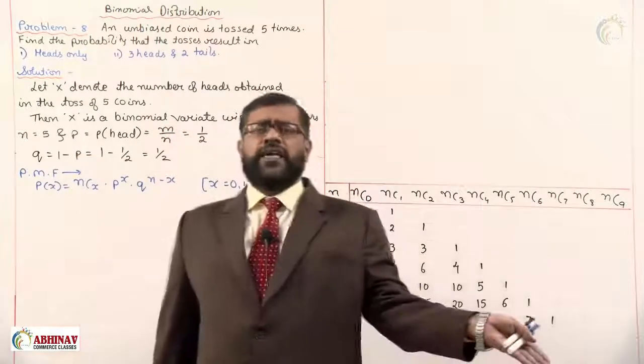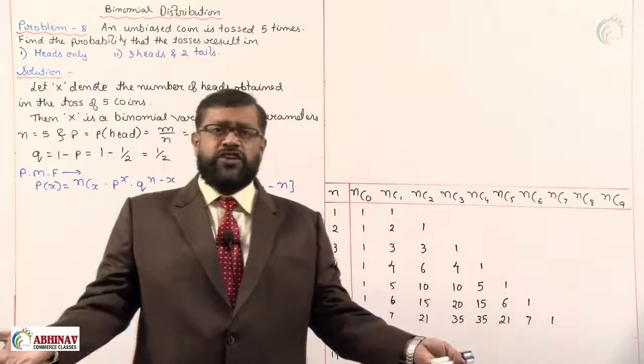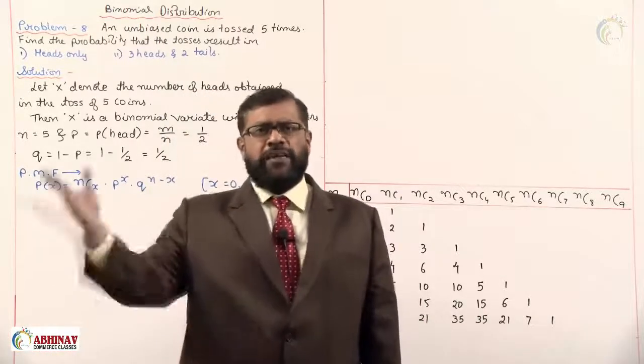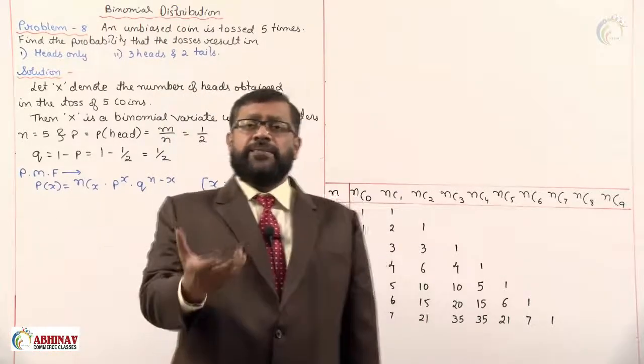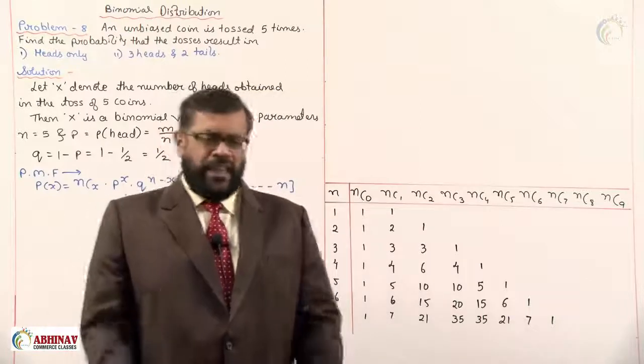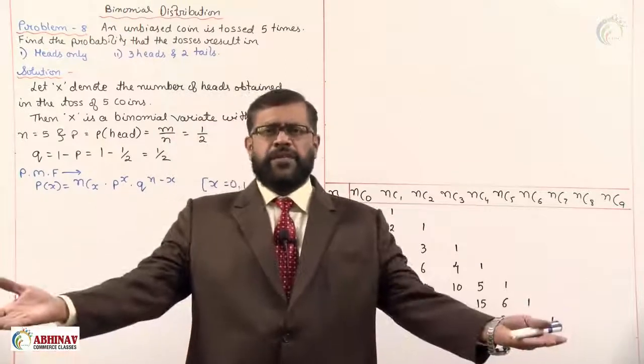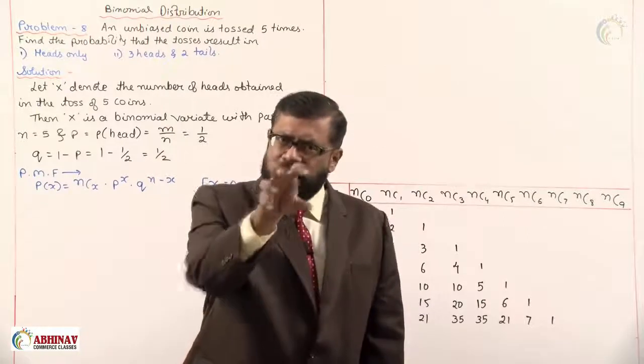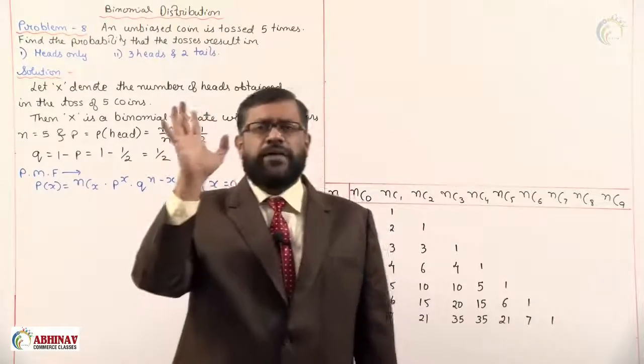If the problem is regarding the number of male children born, let x denote the number of male children born. Find the probability of how many bombs hit the bridge. Let x denote the number of bombs hitting the bridge. What question is asked, that itself will be your x. Don't go wrong with that x value.